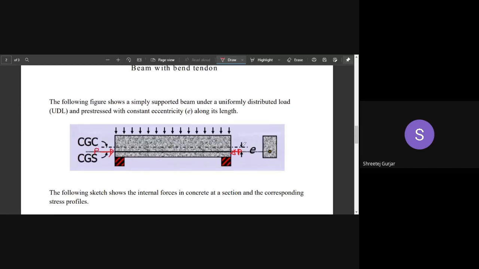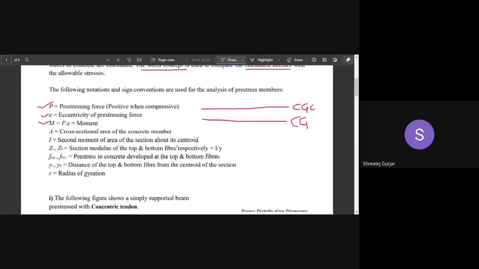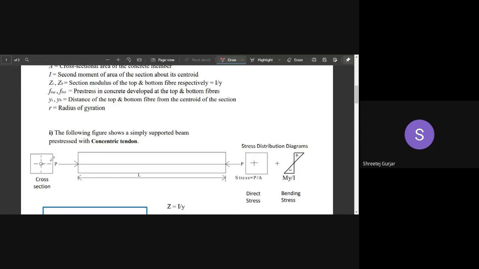And what happens is, because of this eccentricity, there will be some amount of moment generated in this element. If it was concentric, that is if the steel was at the center, if the CGC and CGS were the same, if the tendon was concentric like in this case, you can see that the tendon is concentric, it is at the center.